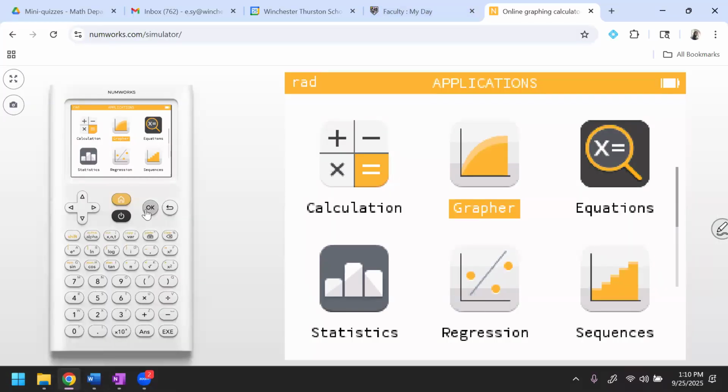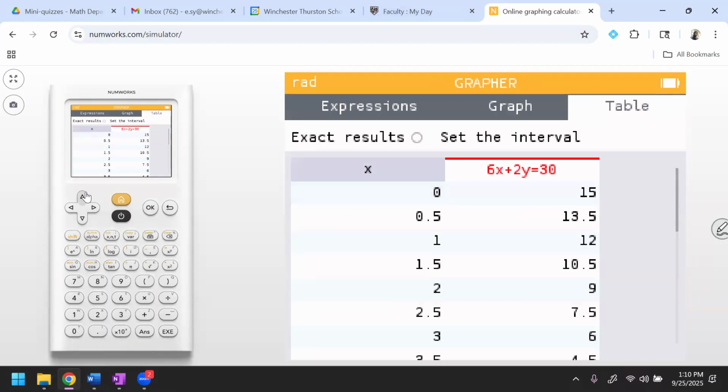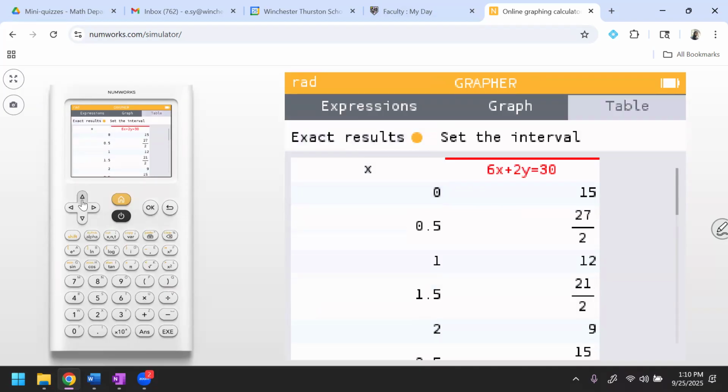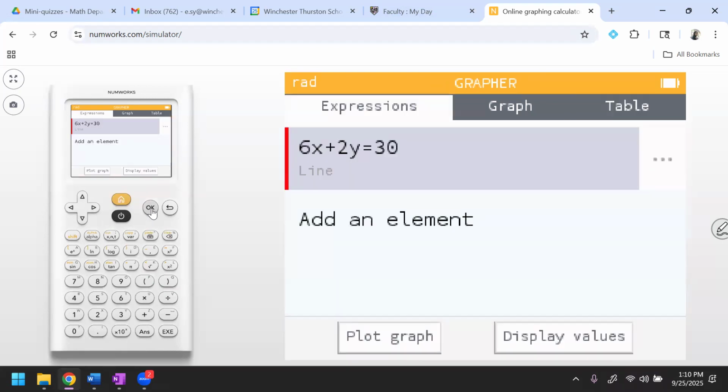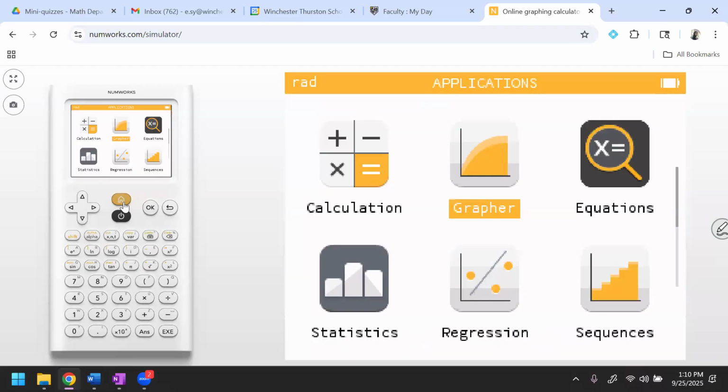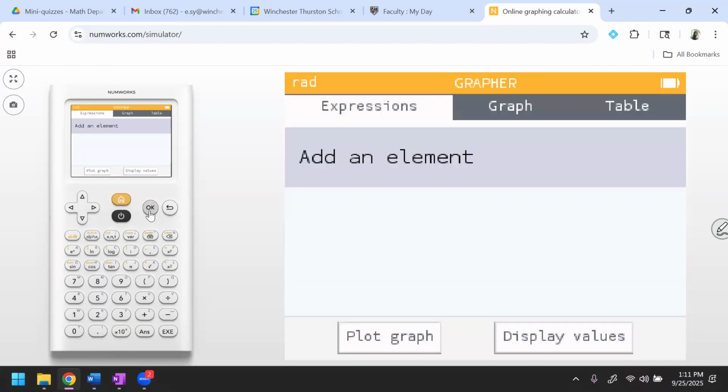Okay, so here's my NumWorks calculator. I'm just going to clear this so that I can show you what happens. There you go. Okay, so I'm going to go into my home menu. Everyone is on the NumWorks, either on their app or on their calculator. Some of you got these nice new shiny calculators. Let's go over to the Grapher app.